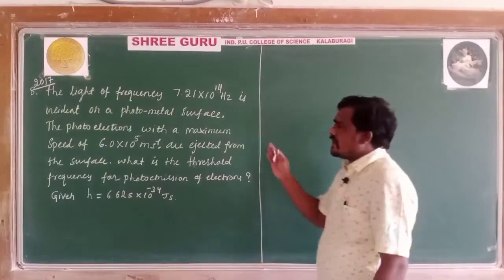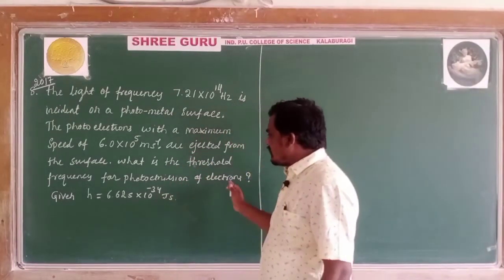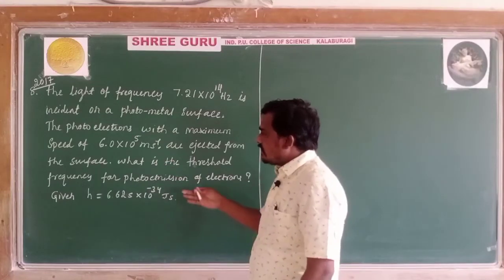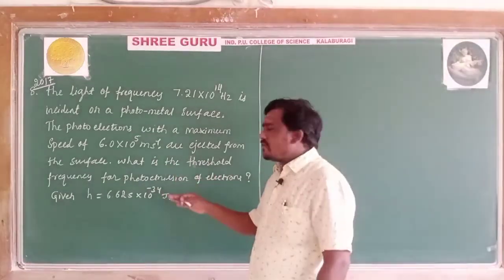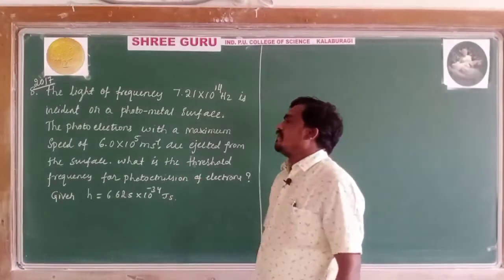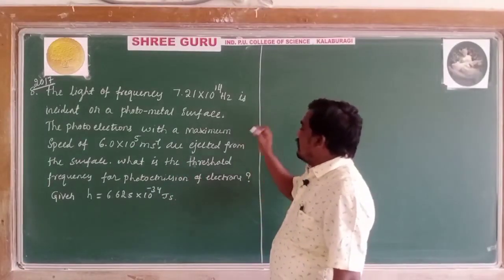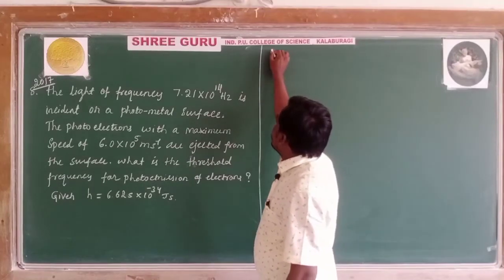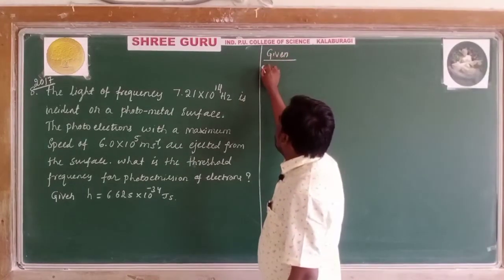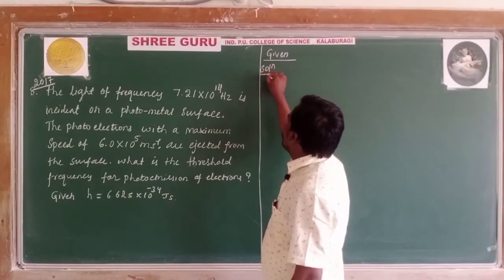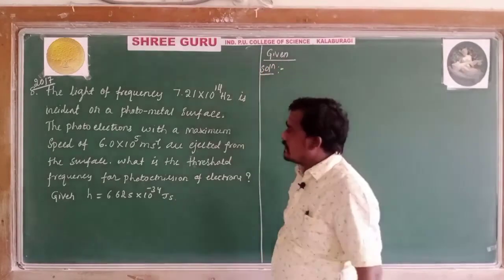Many times they ask questions like these, where instead of the threshold frequency they ask the kinetic energy, or sometimes the work function also. Okay. What is given? You should write first what is given in that question, before going to solve the question.